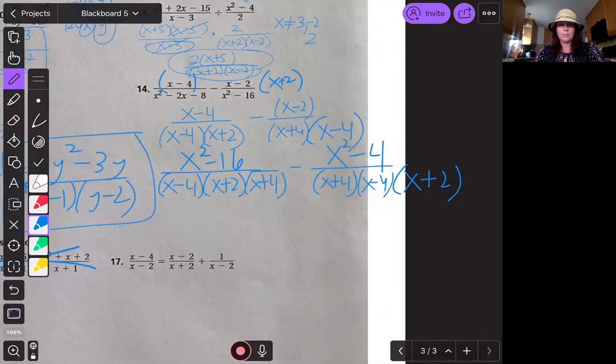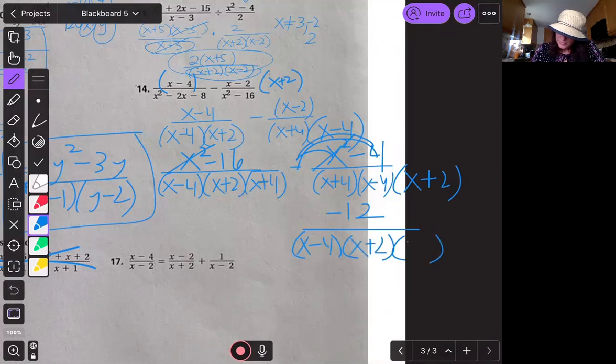All right, so now let's subtract. Now we're subtracting, so be careful, we have to distribute. So x squared minus x squared is gone. Negative 16 minus a negative 4 gives me negative 12, all over x minus 4, x plus 2, x plus 4.